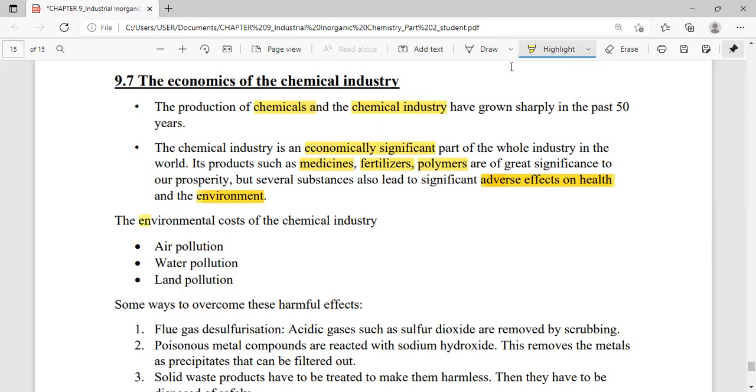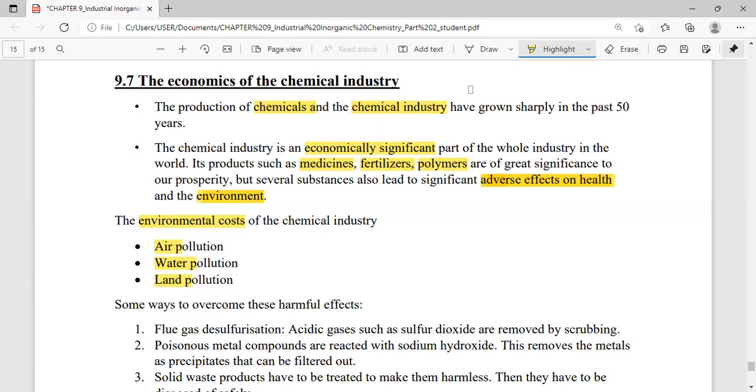Basically, if you look at chemical industries, they are causing pollution of everything. The air is polluted, the water is polluted, and the land is polluted. But it's not that these cannot be controlled or overcome. It's just some effort on the part of the people who run this industry to take care of the environment. They just have to pay a little bit extra to make sure they don't pollute the environment. If they do this, these harmful effects can be overcome.